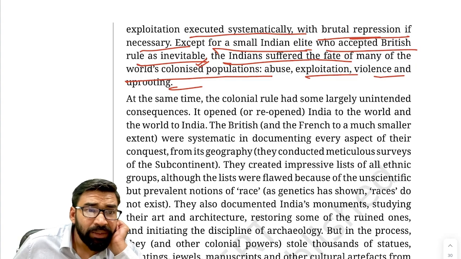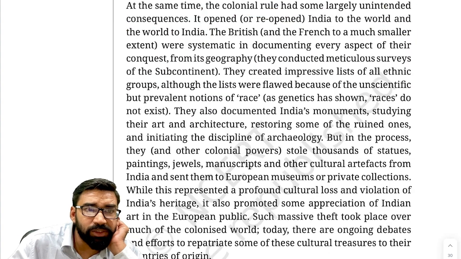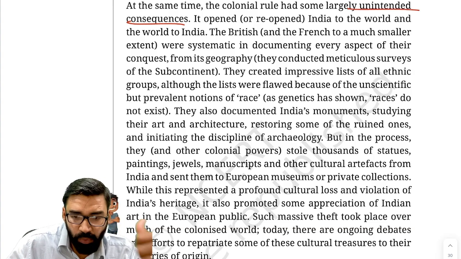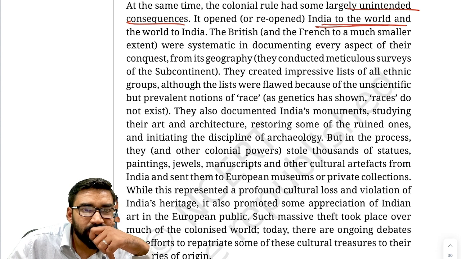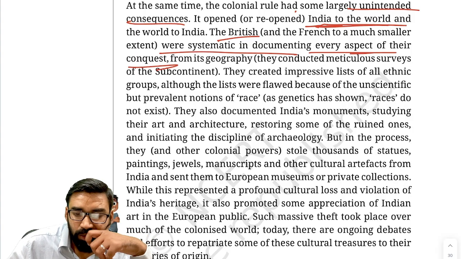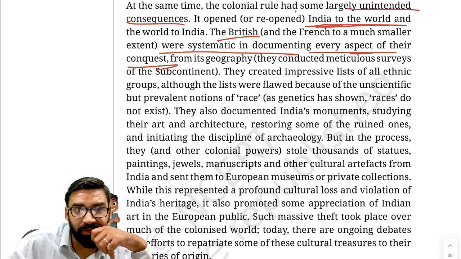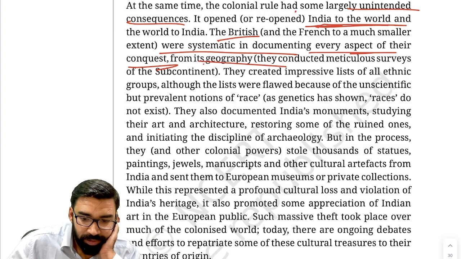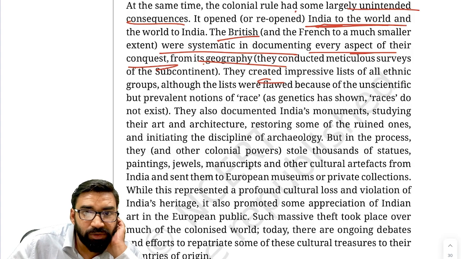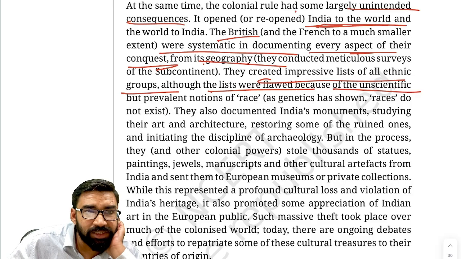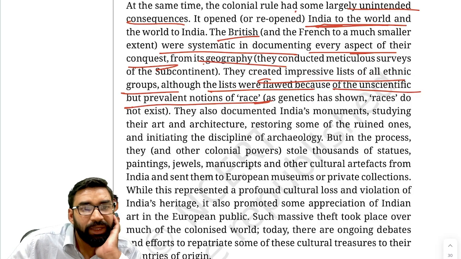Fine. Then there were some unintended consequences also. Now, what are the unintended consequences? First of all, it actually opened India to the world. Clear? Now, Britishers were systematic in documenting every aspect of their conquest. They systematically documented everything from its geography to culture also. So, basically, they created the list of all ethnic groups. Although the lists were flawed because of the unscientific but prevalent notions of race.